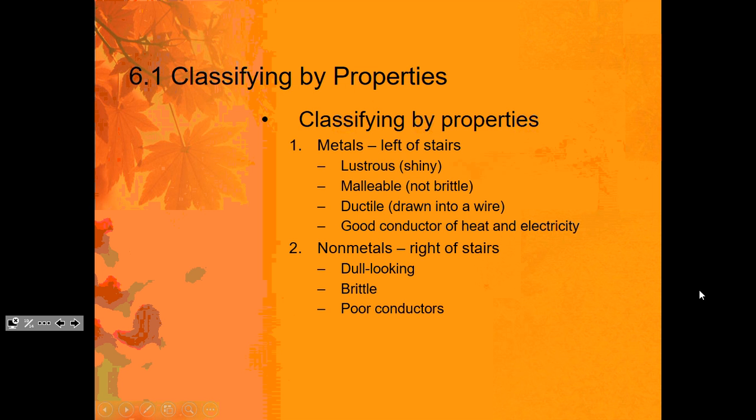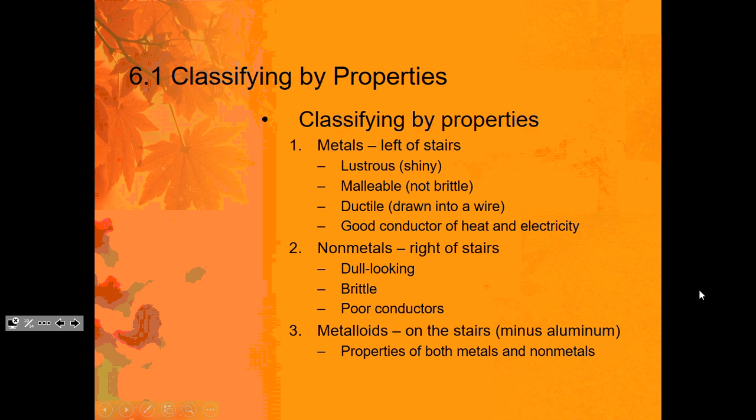Now, to the right of the stair steps, we have the non-metals. These are like the exact opposite of the metals. They're dull looking, not shiny. They're very brittle. Hit them with a hammer and they shatter. They're poor conductors of heat and electricity. And then we have the area along the stairs, minus aluminum, because aluminum is clearly a metal. Those are things that are metal-like. They're metalloids. They're on the stairs, so anything above or below a step, minus aluminum. These things tend to have properties of both metals and non-metals because they're right at that transition point between the metals and the non-metals.